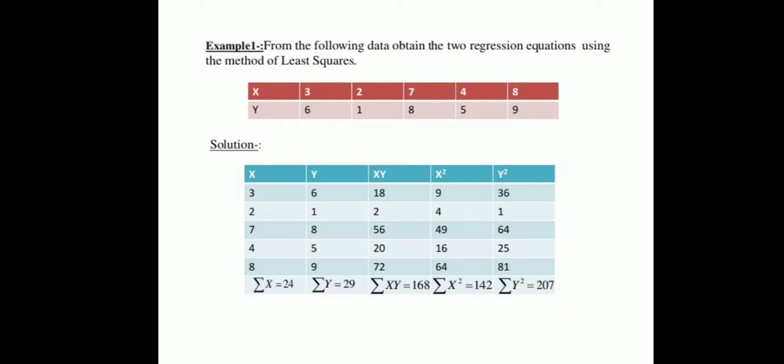Similarly, for the square of the y values, 6 squared is 36 and 1 squared is 1, in the fourth column. These are the columns made, and we take the sum of each column: sum of x, sum of y, sum of the product of x and y, sum of x squared, and sum of y squared. See, the values are given. Sum of x is 24, sum of y is 29, and so on.